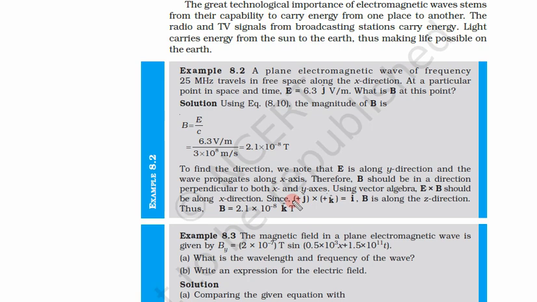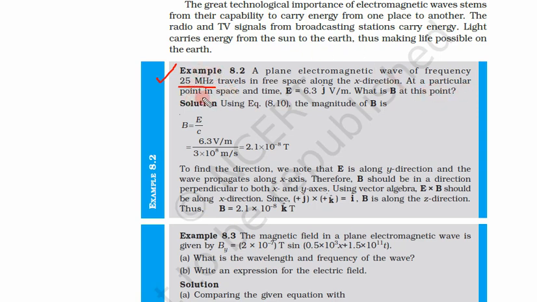After having so much story or theory, let us solve some numerical problems. So this is example 8.2. A plane electromagnetic wave of frequency 25 megahertz travels in free space along the x direction. So the wave is traveling in the x direction, and the frequency is 25 megahertz.